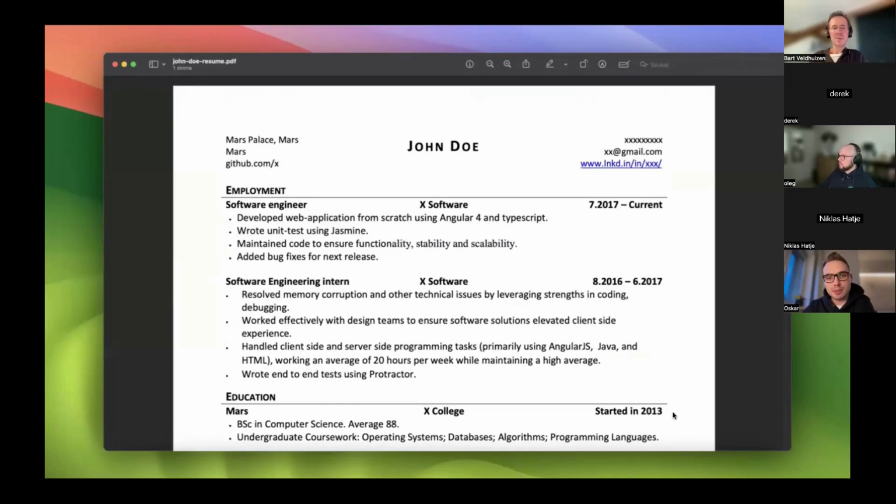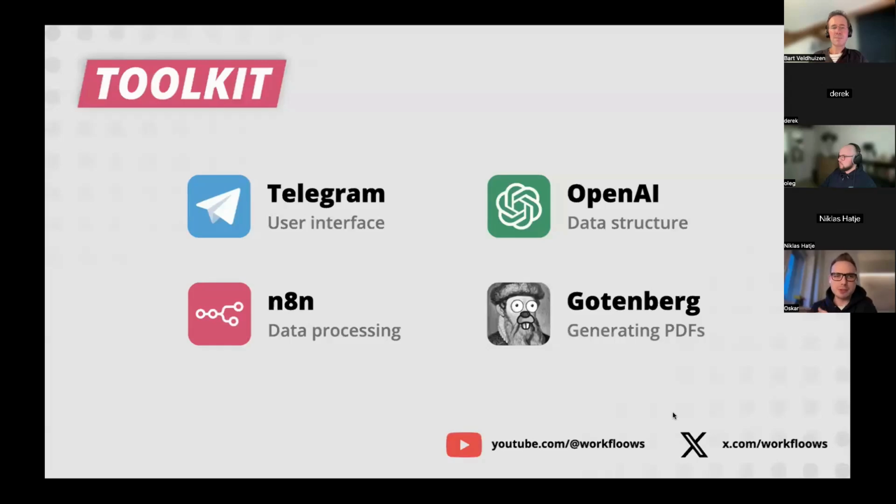What we are going to build here is a very small and easy chatbot in Telegram. That will be our interface. We'll use OpenAI for parsing and structuring the data. We'll use, of course, N8N to connect everything together and to process this data. And at the last point, we will generate a PDF. For this purpose, I'm going to use Gutenberg. If you're not familiar with Gutenberg, it's really cool software. I also have a small tutorial about it on my YouTube channel, so you're very welcome to dive into it.